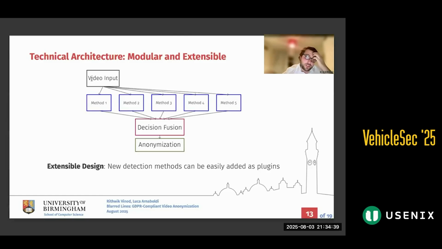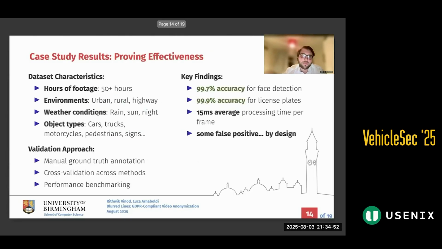The architecture is you have a video, you can choose which method to use, you saw the command line options, it then does a decision fusion, and if it's not 100% certain that it's detected something, then it uses the most conservative blurring method and moves on. Like I said, the case study we used was over 50 hours, we had really good accuracy, and the average processing was actually quite fast. And it had some false positives by design, which we overcompensated.